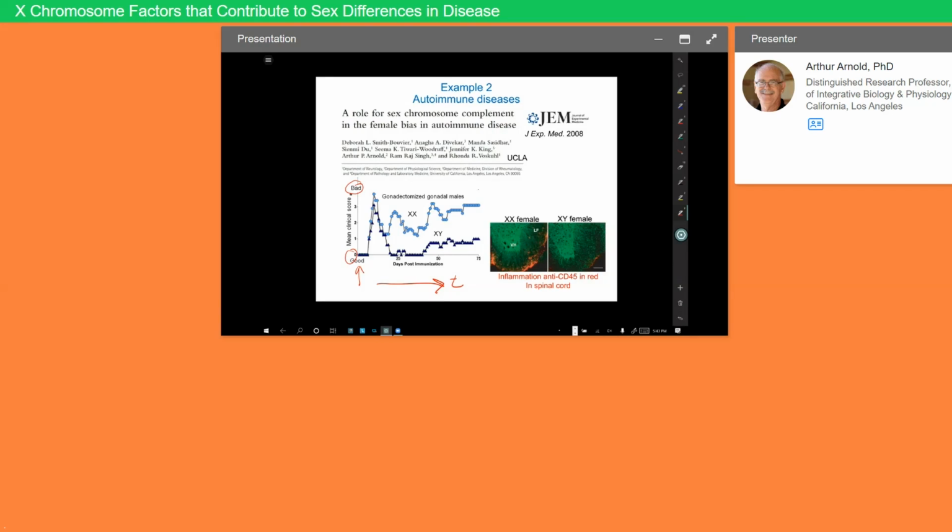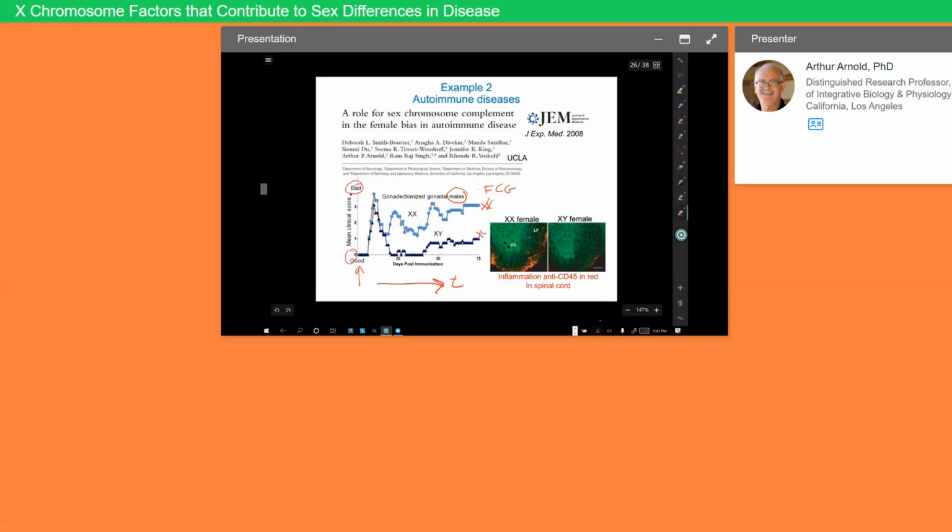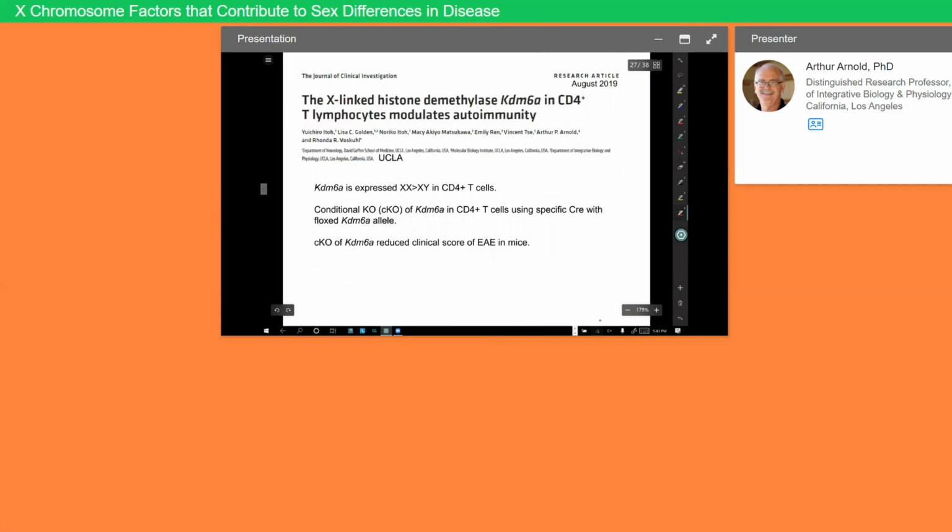And these are comparing animals that both have testes. This is the 4 core genotypes model, and the XX animals do worse and stay worse than the XY animals. So in this case, being XX makes the animal worse than being XY, and you can see different levels of inflammation also caused by sex chromosome complement.